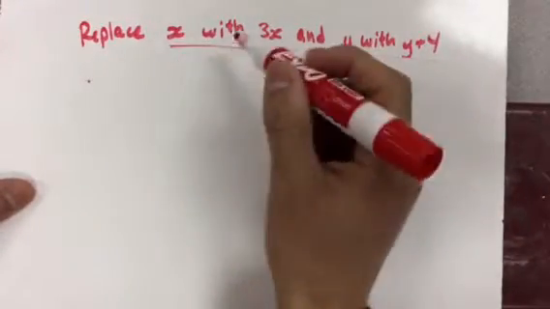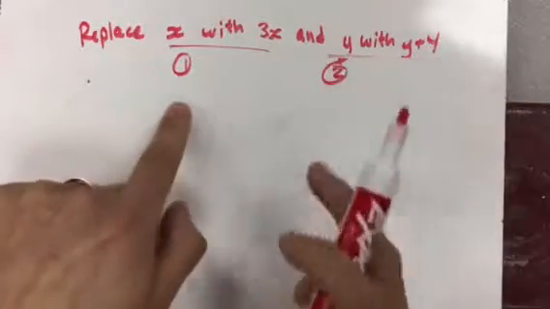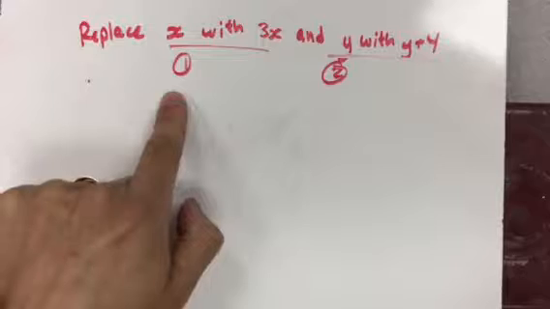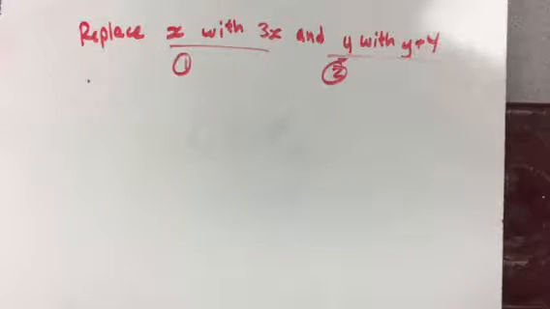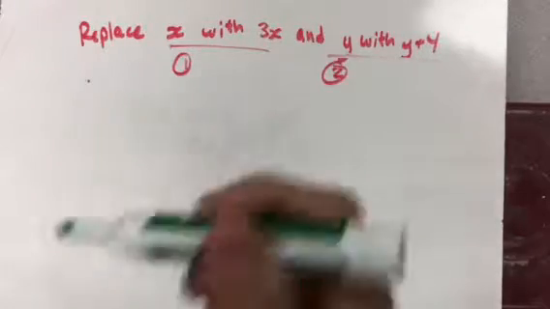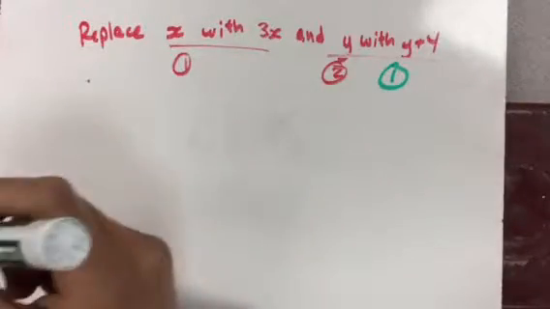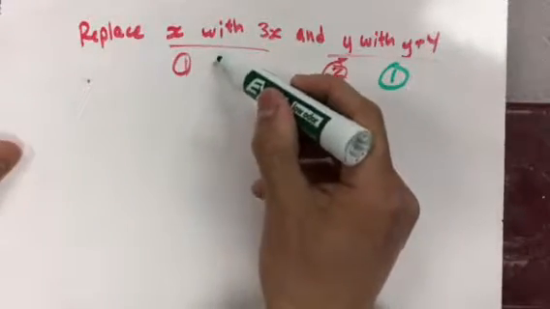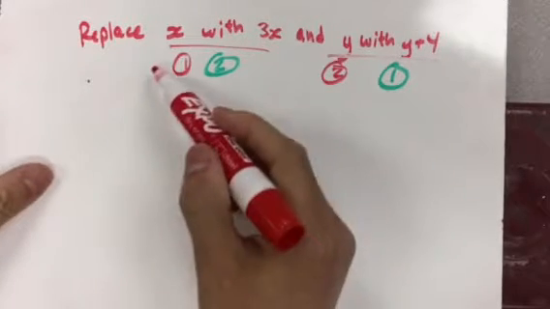Now, let's look at the order. I could do my replacement of x with 3x, and then do my replacement of y with y plus 4, or I can do it the other way around, where I do the replacement with y plus 4 first, and then I carry out this. So let's see what's going to happen when I do it the first way.